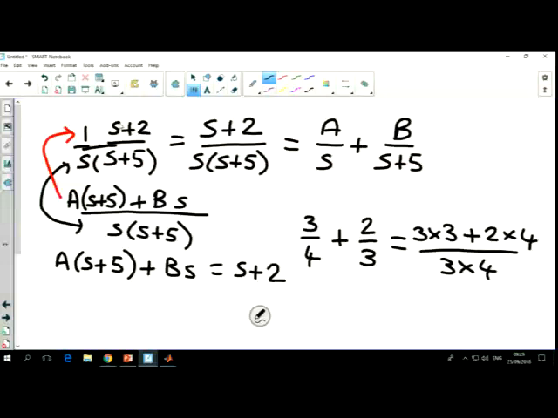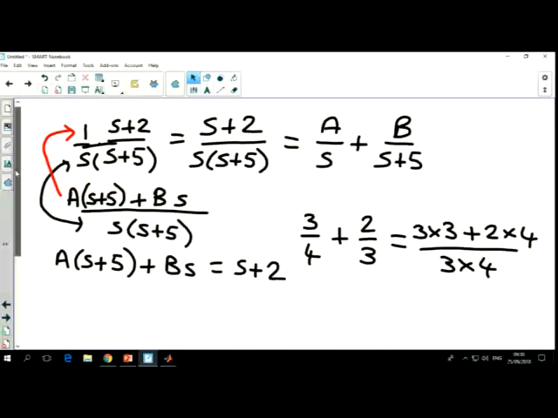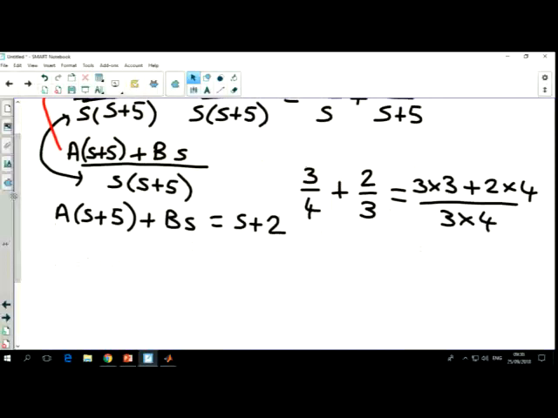So the easiest way to do this is to pick some values of s that make some of these terms disappear and then find the answer that way. So to make this first term disappear, what value of s could I use there? Minus 5, yeah. So am I going too fast? Are people okay? If you've done it before, you'll probably find it quite easy.